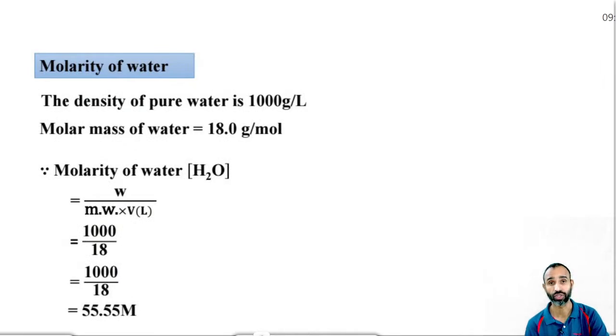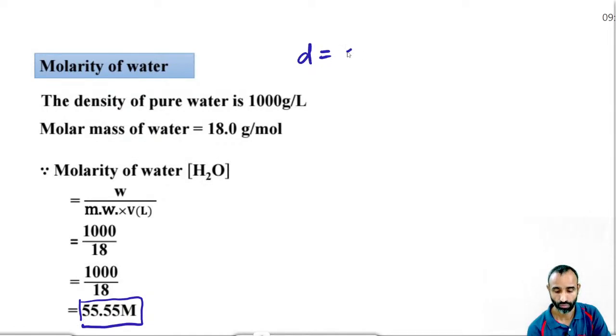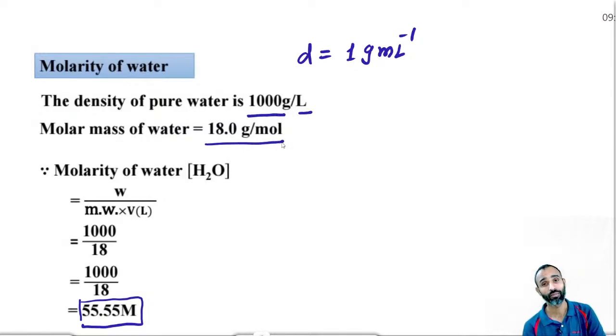What is the molarity of water? The molarity of pure water is 55.55 molar, because you know the density of water is 1 gram per ml, that means it is 1000 gram per liter, and the molar mass of water is 18 gram per mole, so it is 1000 by 18, that means the molarity of pure water is always 55.55 molar.